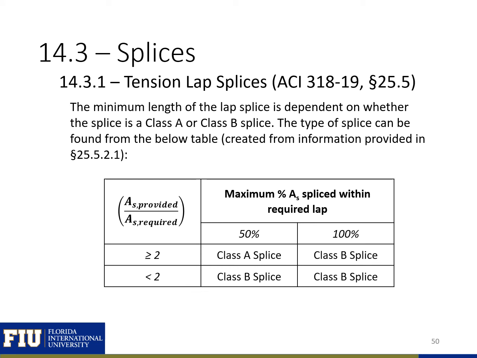The minimum length of our lap splice depends on the class of splice that we have, whether we have a class A or a class B splice. You can find whether you have a class A or class B splice using the table shown here. If the reinforcement provided is greater than twice the reinforcement required, and the maximum percent of your steel area spliced within the required length is less than 50%, then you can have a class A splice. Otherwise, you have a class B splice. I'm going to talk more about what this requirement is on the next slide.